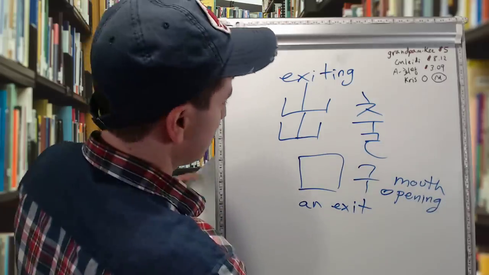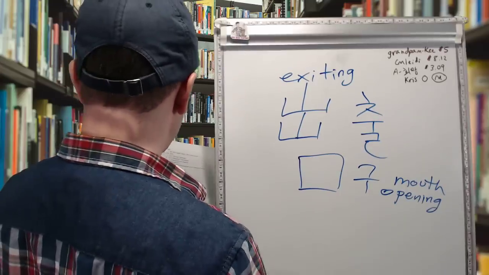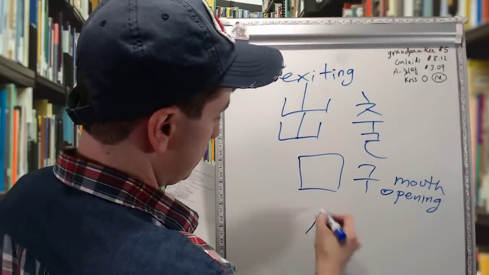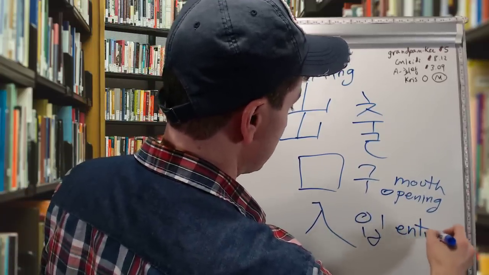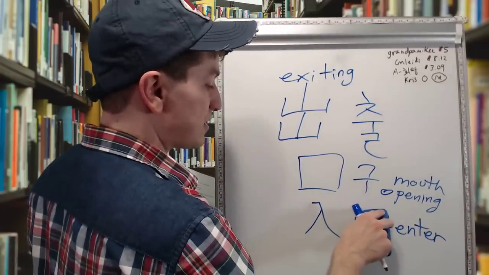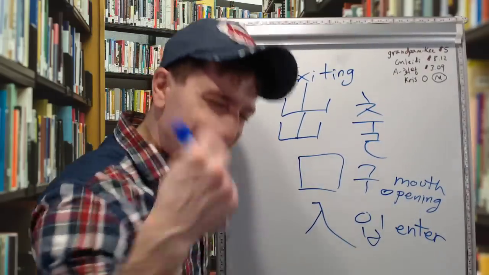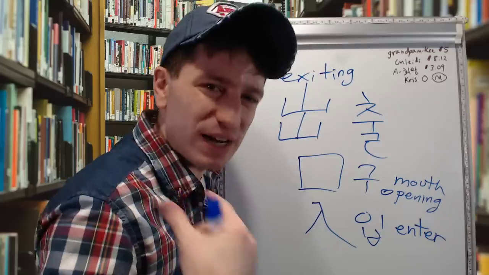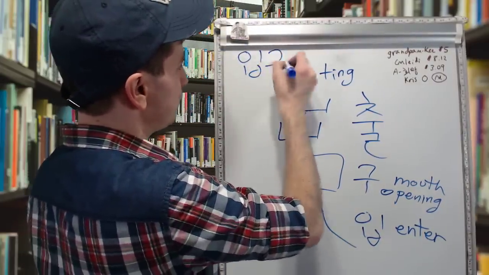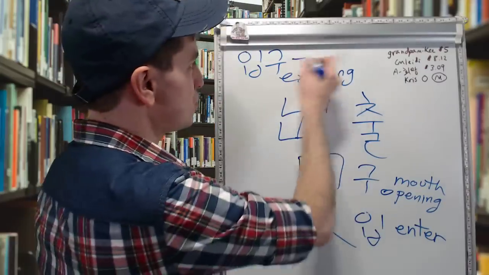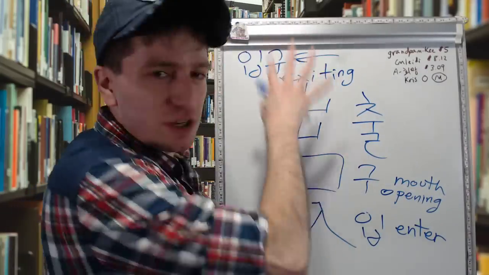Well, let me tell you something else then. What if I tell you that this one is 입 and it means enter. Like going in, something goes in something. If you see a word and it has 입 in it, you can guess it has something to do with entering, going in somewhere. So what do you think the word 입구 means? It's also a totally normal Korean word, 입구. You can probably guess what it means.